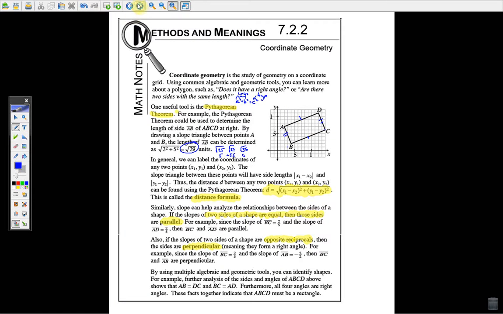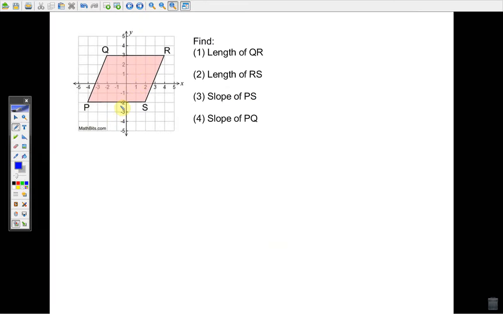All right, so giving you another one here to work on. We have a little parallelogram, PQRS. I want you to find the length of PQ, of QR, find the length of RS, find the slope of PS, and then find the slope of PQ.